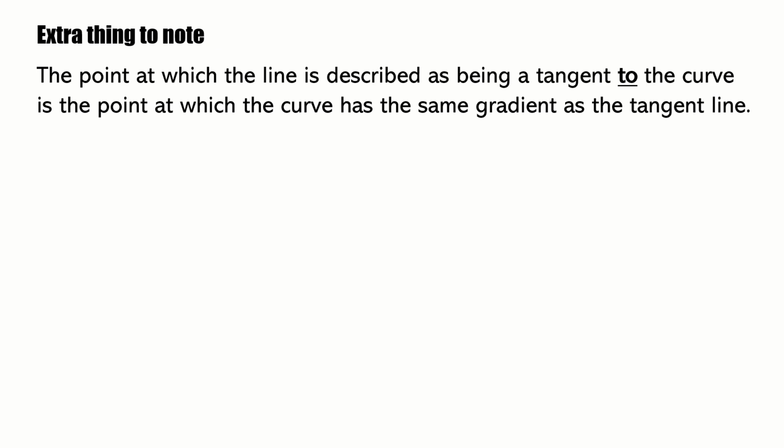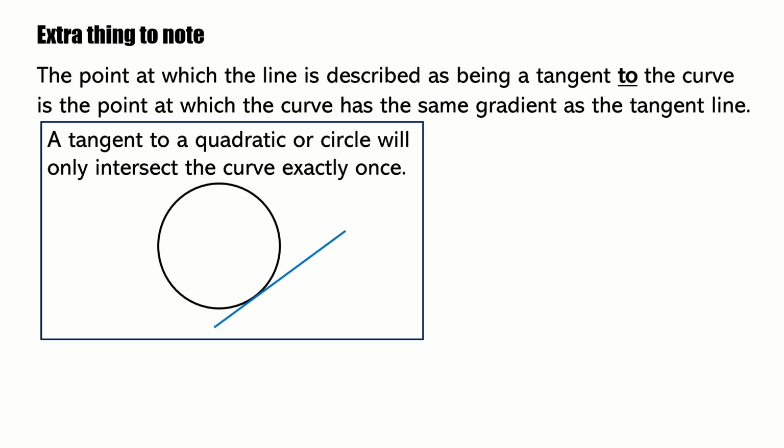Now, to some of you, that might seem a bit of a moot point, just because, for instance, if you're dealing with a circle or a quadratic, a tangent is already guaranteed to only intersect those types of curves exactly once. So therefore, the only point of intersection is the point at which the curve has the same gradient as the tangent, without having to use this very specific language of saying the point at which the line is a tangent to the curve.